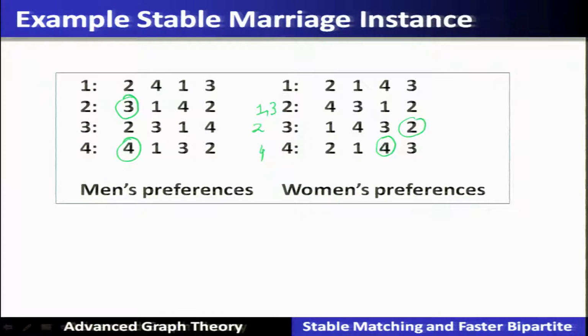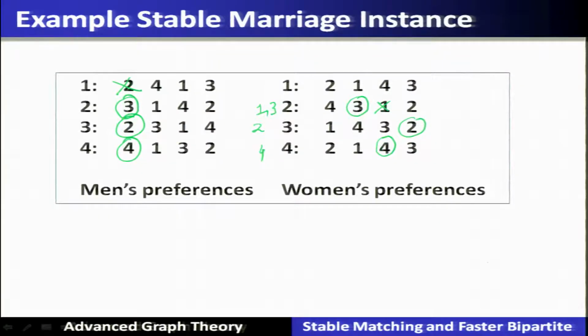As far as 2 is concerned, there is a conflict. 2 has a choice between 1 and 3. 3 has the higher preference, so 3 will get the first preference, and 2 will reject the proposal by 1. So, this gets rejected.